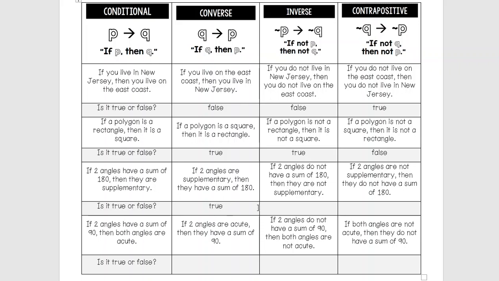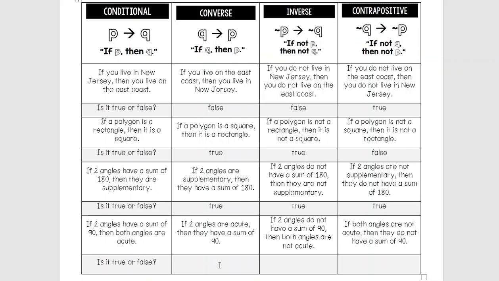In our next one, if two angles are supplementary, then they have a sum of 180. This is true based on the definition of supplementary angles. If two angles do not have a sum of 180, then they are not supplementary. This is also true. They need to add up to 180 to be supplementary. And if two angles are not supplementary, then they do not have a sum of 180. Again, this is true because they need that sum to be called supplementary.